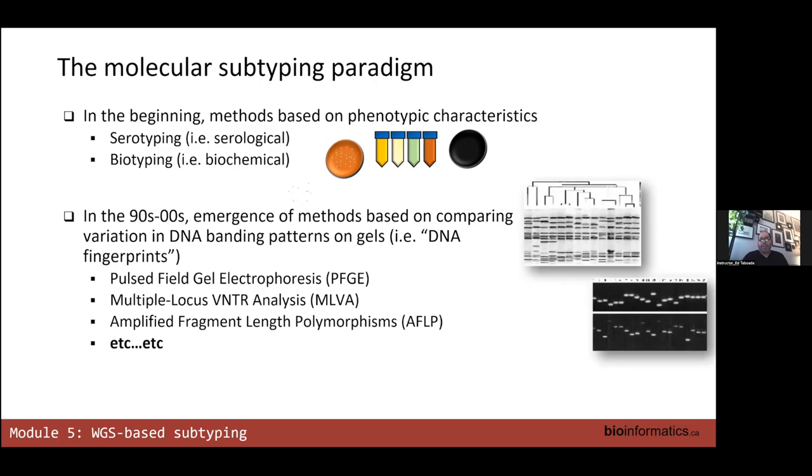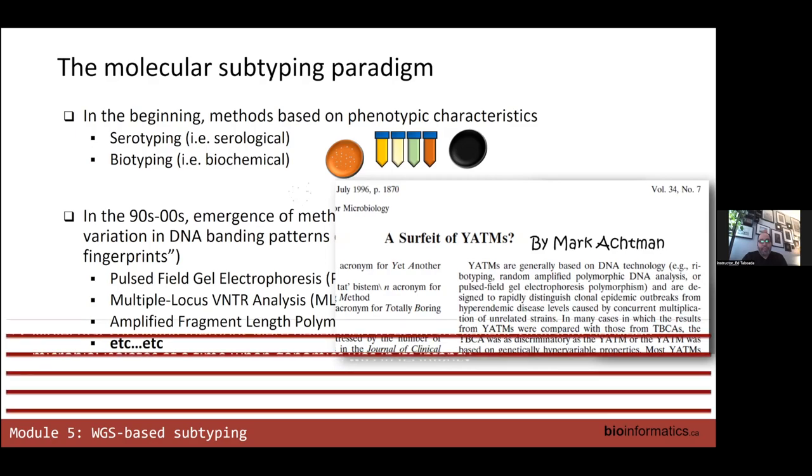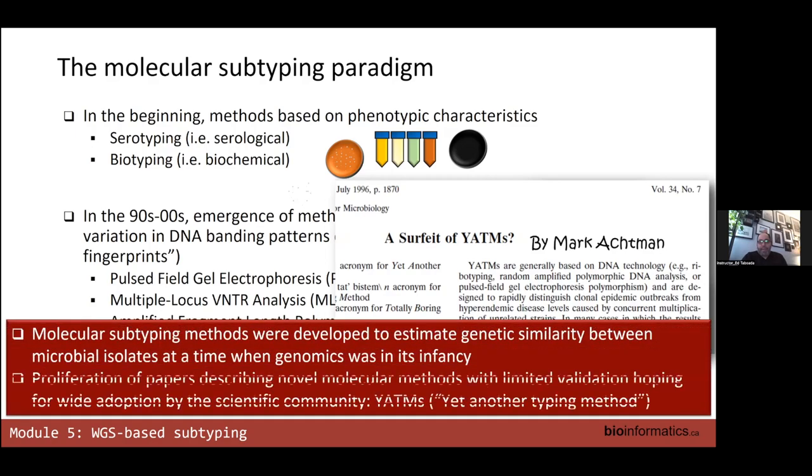Now, this evolved in the 90s and aughts into a bunch of methods that were derived from molecular approaches such as PCR, running things on gels, comparing gel patterns, and so forth. So DNA fingerprinting, as it was called. And it also led to the emergence of what Mark Achtman, who's a prominent Salmonella researcher, called YADAMs. And YADAMs are essentially yet another typing method.